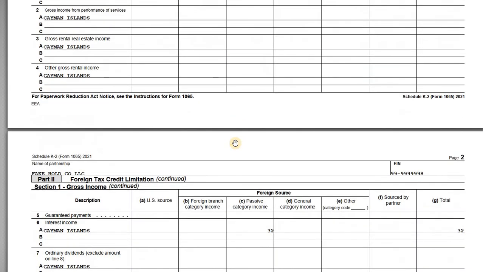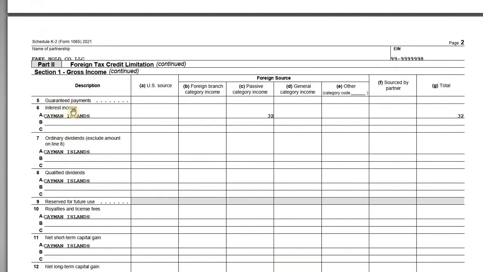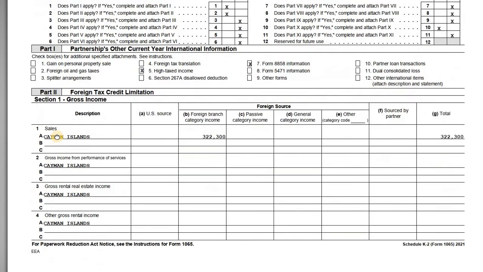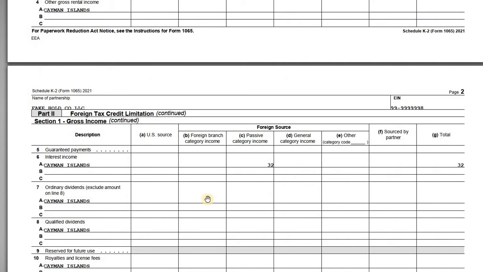And then if we scroll down, I'll just touch on this so you can see what I mean. If we get down to interest income on line 6, you can see here we have Cayman Islands again, 32. If you have income from the Caymans, the U.S., and multiple other countries, keep them separately categorized in each line item, right? So in other words, if we had income from Germany, we have Cayman on line A, Germany on B, and everything attributed to Germany would be on line B, no matter where we went throughout this schedule.